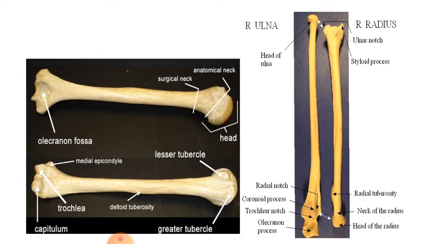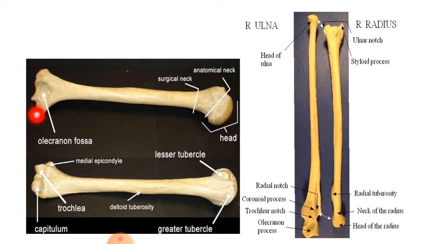So once again, the head of the humerus is going to take part in the formation of the shoulder joint, the lesser tubercle and the greater tubercle, and between these two tubercles you can appreciate the intertubercular sulcus or the bicipital groove, which is going to accommodate the long head of the biceps brachii muscle.